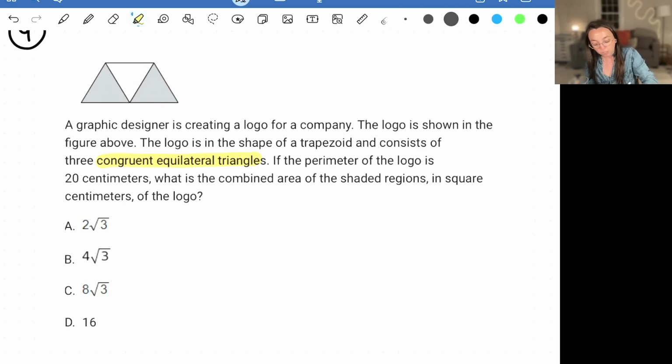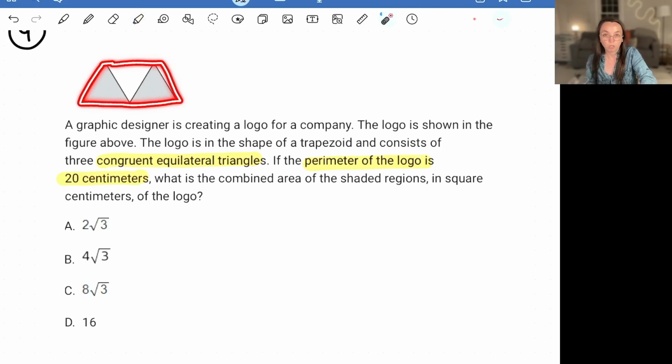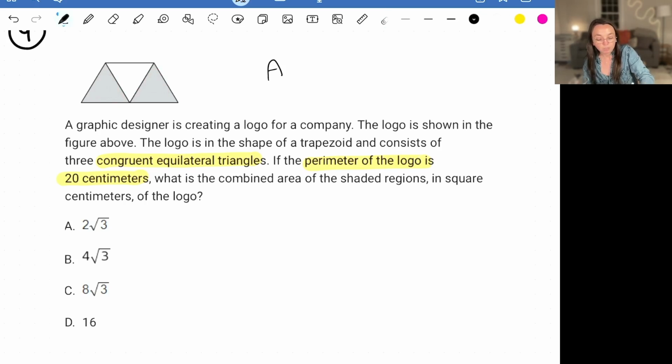The next thing to note in this problem is that the perimeter of the logo is 20 centimeters. What that means is the perimeter of this shape is 20 centimeters all the way around, okay? And they want to find the combined area of these two triangles. So essentially what we want to do is find the area of each triangle and add them up, okay?